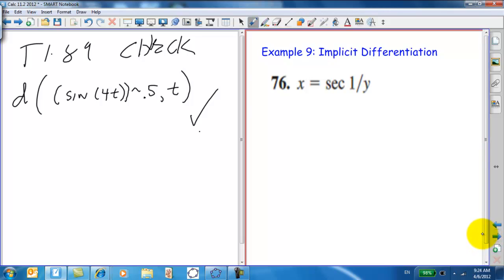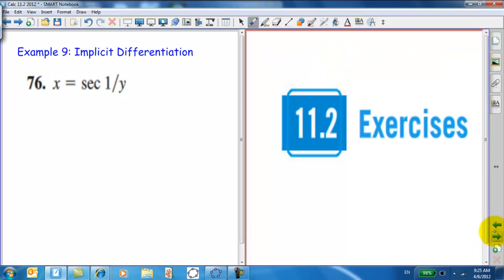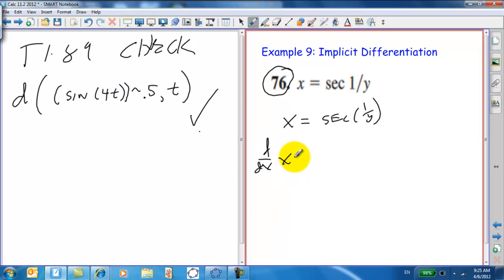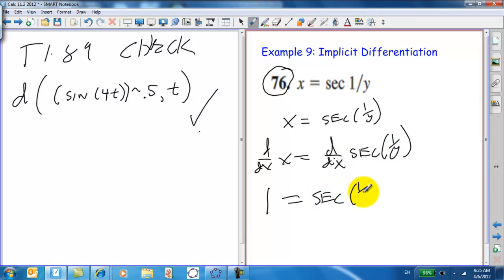Now, implicit differentiation. I did one of these examples because I put a big emphasis on this in the rest of our sections. And so I took one from the homework 76. x equals the secant of 1 over y. And we're going to take the derivative of both sides with respect to x. So the derivative with respect to x of x is just 1. The derivative of the secant is secant tangent. So you get secant 1 over y, tangent 1 over y.